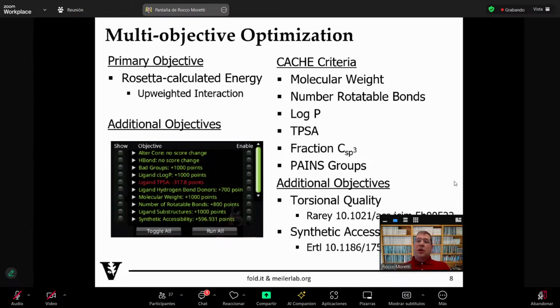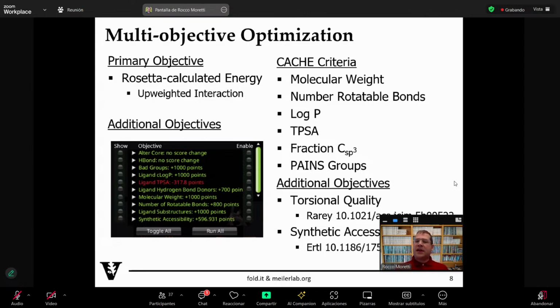But in addition to those provided criteria, we had additional objectives that we added in. One of these is torsional quality. So the Rosetta energy that we're using doesn't necessarily capture the internal energy of rotatable bonds as well as it could. So we supplemented this with an additional objective based off of the Rarity torsional library that will give a bonus if we have torsions that are all in a reasonable space.